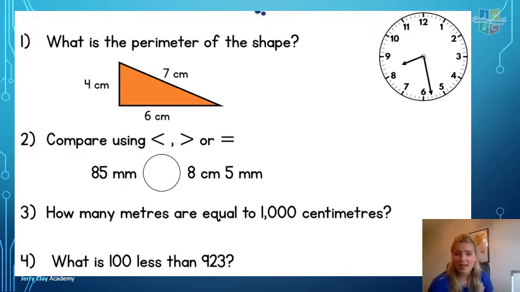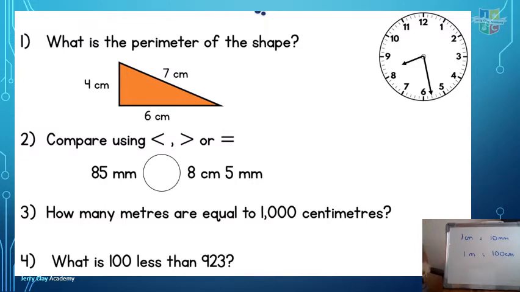To compare, using less than, greater than and equal to. Now remembering we need to use our conversions to first of all make sure that they are all in either centimetres or metres before we can compare them. Now remembering, I'm going to show you the conversions now to just have a quick recap. So these are our conversions. So we know in 1 centimetre there are 10 millimetres, and we know in 1 metre there are 100 centimetres.